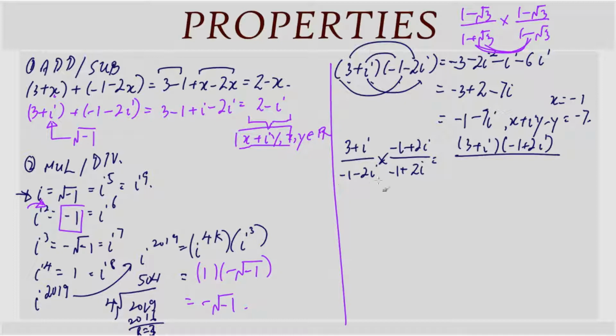So this is the same thing as having a minus b times a plus b. The answer is a squared plus b squared. Sorry, a squared minus b squared.